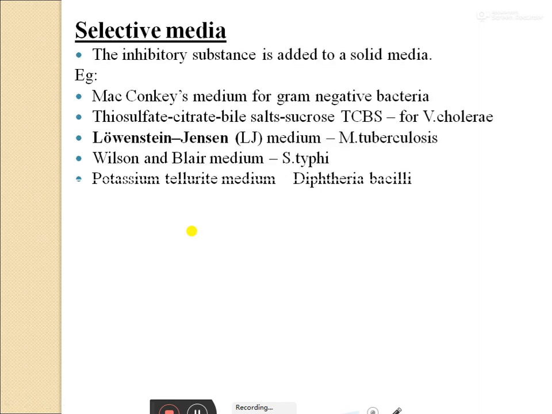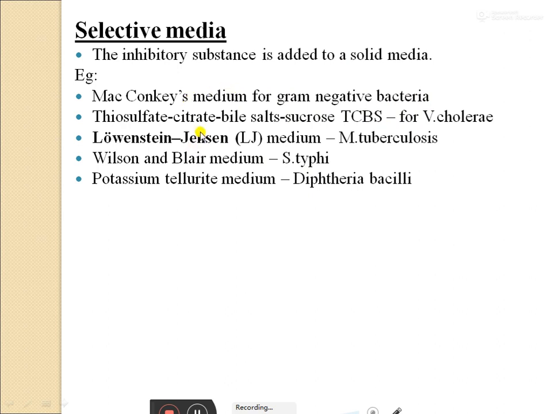Then there is selective media. It is a media which is selective for a particular type of microorganism. Means this media has inhibitory substances which prevent the growth of other bacteria. That means it is selective for a particular category of microorganisms only. For example, MacConkey's media is selective for gram negative bacteria. It will not allow the growth of gram positive or other bacteria in this media.